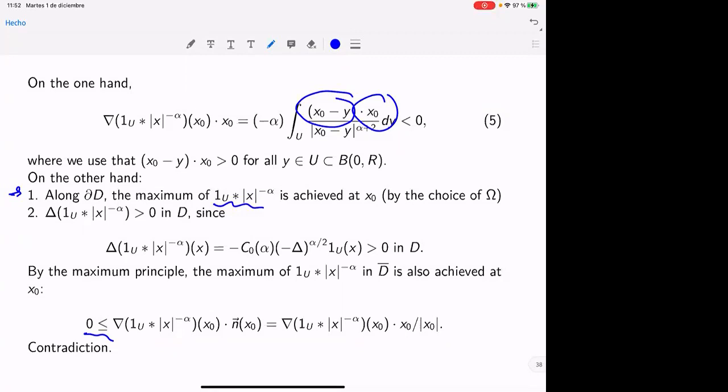And if one optimizes the omega with all the constants appearing in the integral kernel and so on in g, then one actually gets the optimal omega. So this is what I wanted to say.